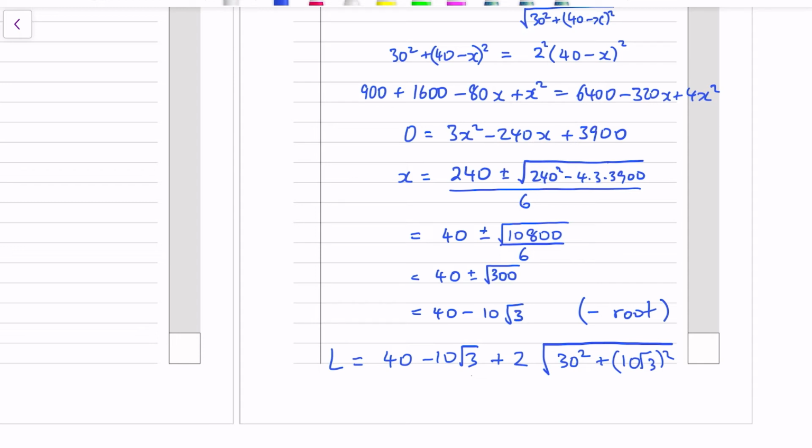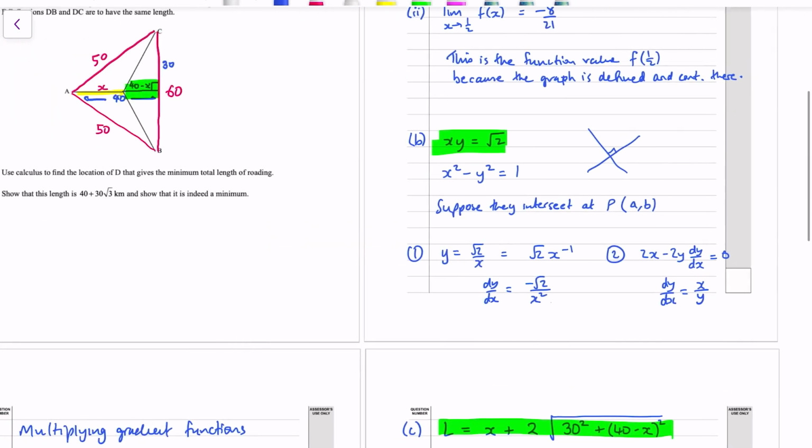It comes out to be 1200. So 40 minus 10 root 3 plus 2 square root 1200. And we can pull out a factor of 400 out of that, 400 times the square root of 3. Pull that out with the 2, so we've got 40 minus 10 root 3 plus 40 root 3. And then the root 3's simplify to 40 plus 30 root 3. And that's the length of roading that we were asked to prove.